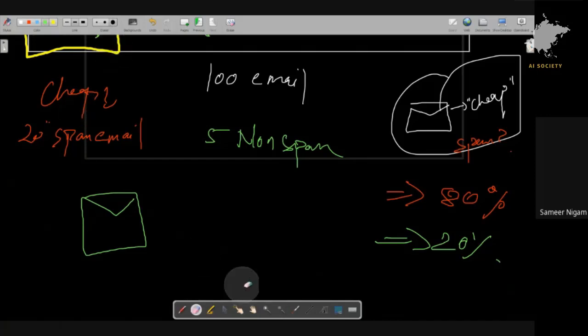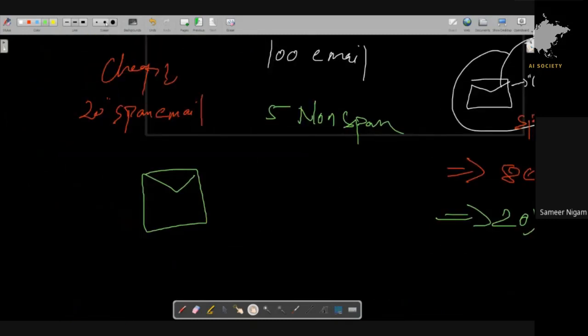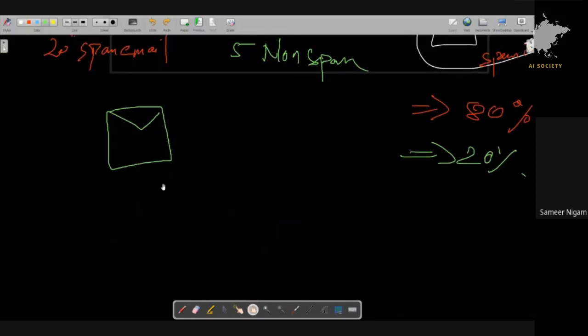Everyone would say 25%, because it's a straightforward question. 25 of them are spam based on my data, and 75 of them are not spam. So definitely it is only 25%. Now this example is probability, and the next example is conditional probability. This is an example of simple probability.